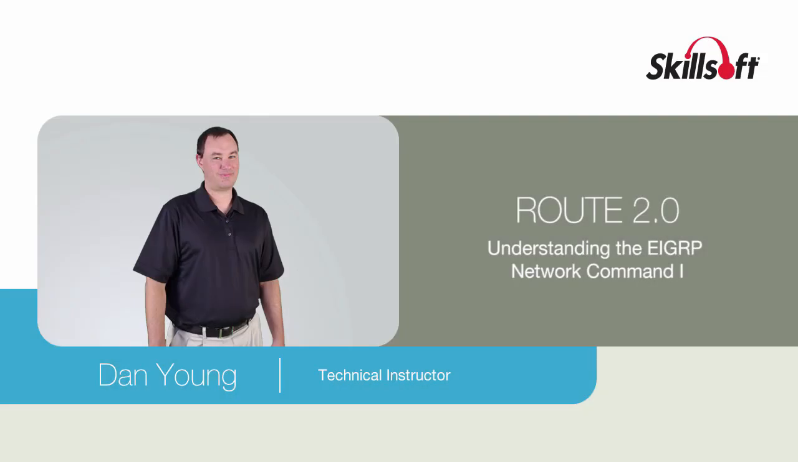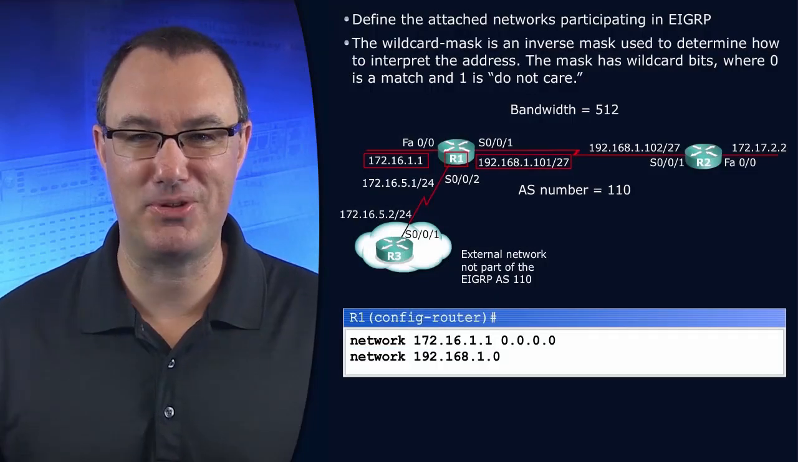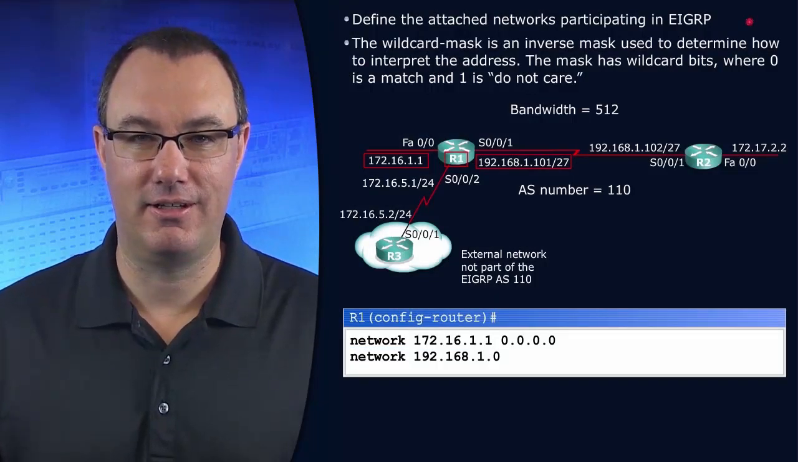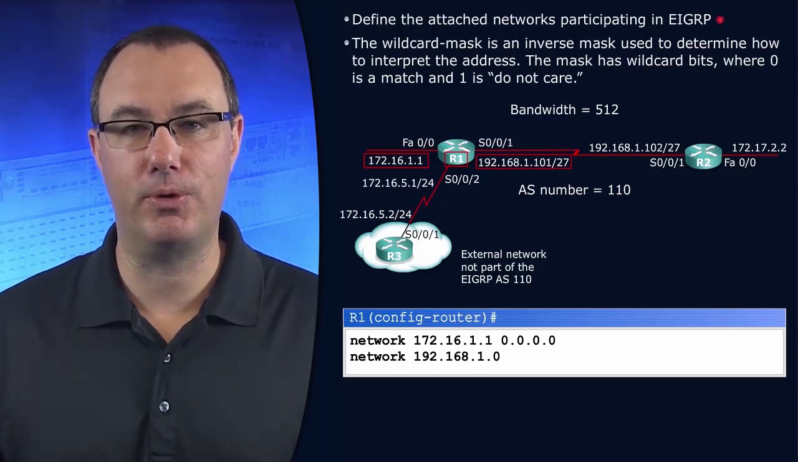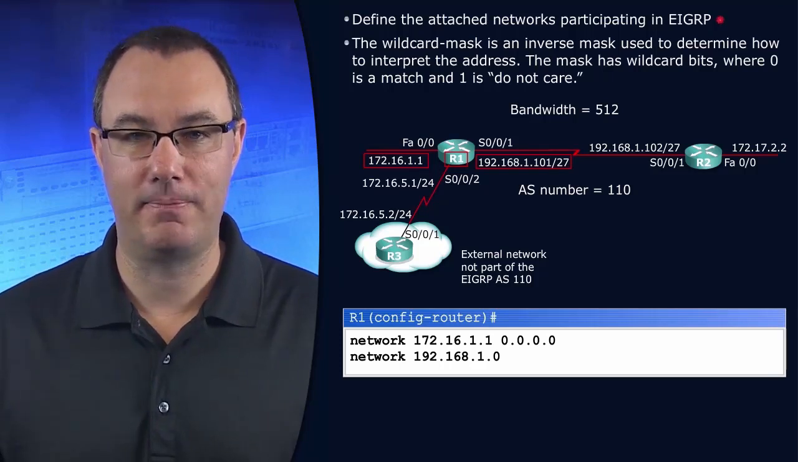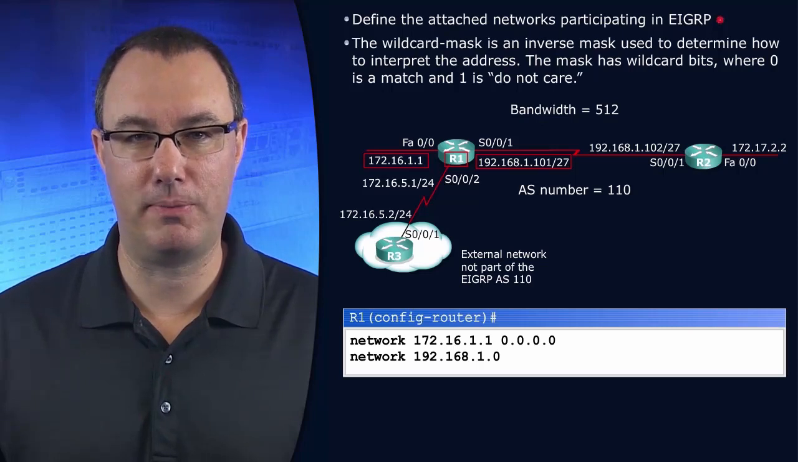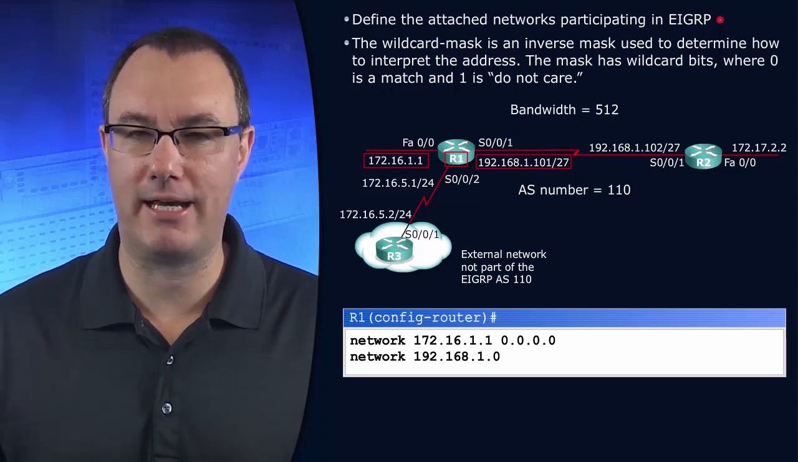The EIGRP network command is a very powerful command. It's also misunderstood in many cases. Here's what it does. It says what interfaces will run the protocol. The bullet point says it defines the attached networks participating in EIGRP, but it's more than that.